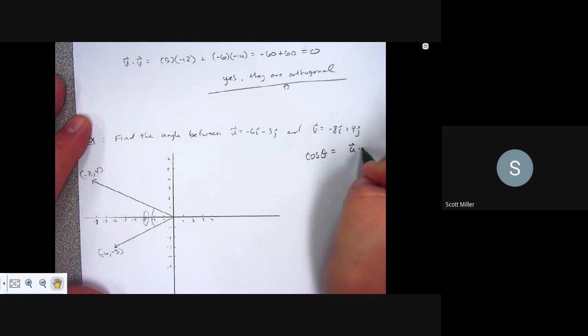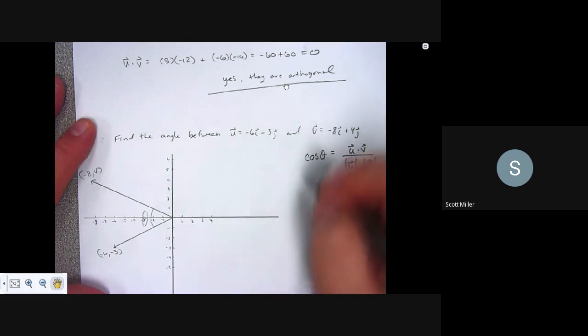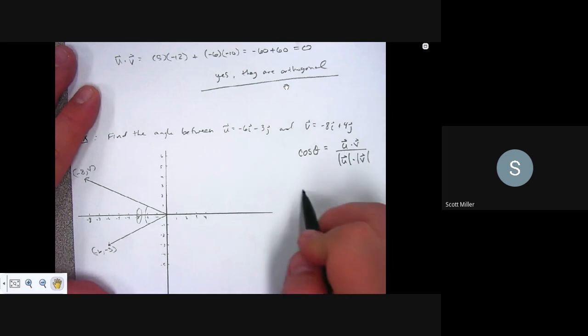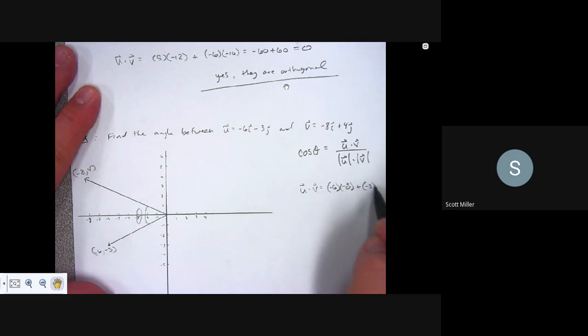So u dot v, and the magnitudes of u and v. So these are the magnitudes, and that's the dot product. To find this, we have to find these values right here. So what is u dot v? Well, it's going to be a -6 times a -8, plus a -3 times a 4. And then we work this out. This right here would be 48 minus 12, which is 36.